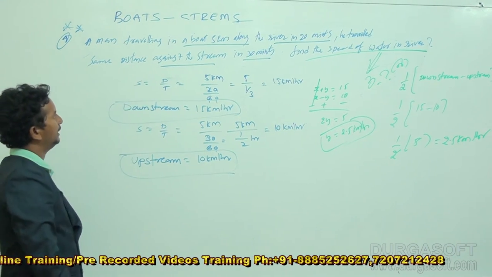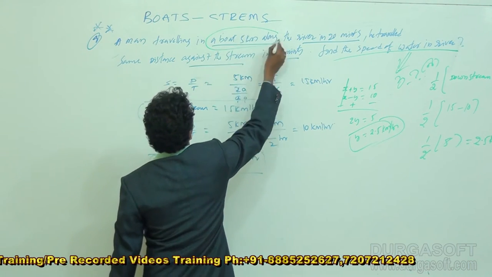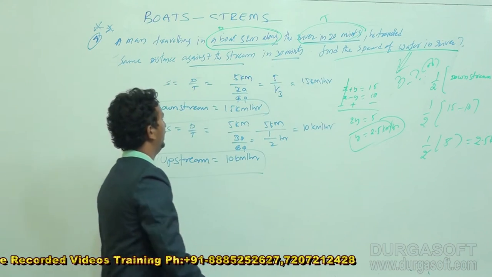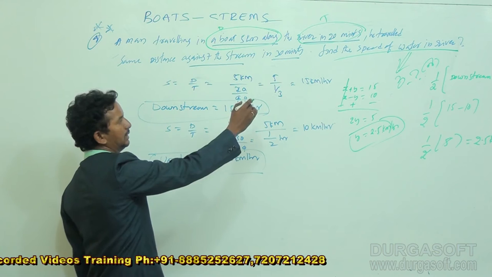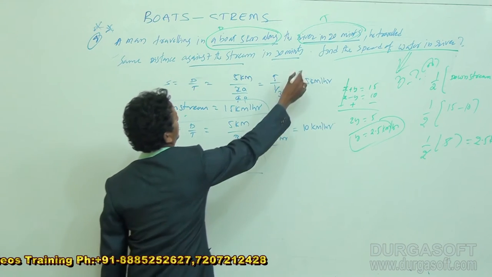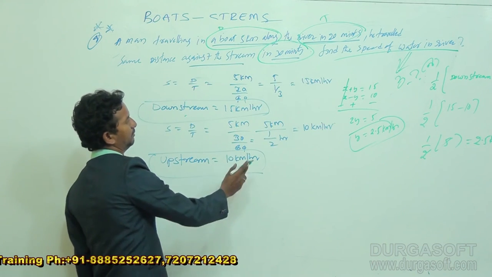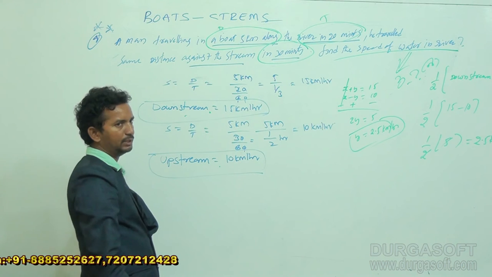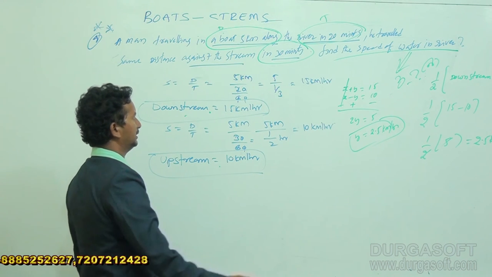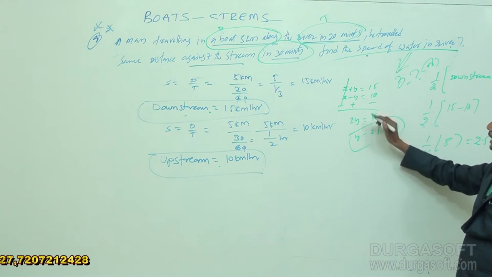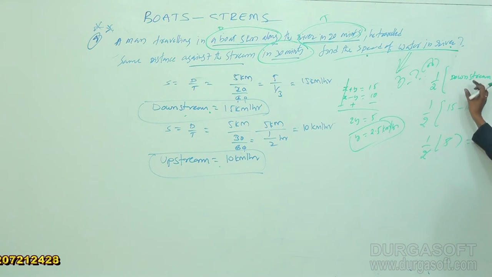Now again, a man traveling in the boat 5 kilometer. The distance is given here, and the time is given. Now I am finding the speed. Speed is equal to distance by time. I am taking the downstream, and against the stream, the same distance covered, 5 kilometer in 30 minutes. Again I am converting to hours. You know the downstream and upstream, so you can calculate it directly. The speed of the boat in still water, but the question is asking the speed of water in the river, nothing but the y value. You substitute in the downstream minus upstream.